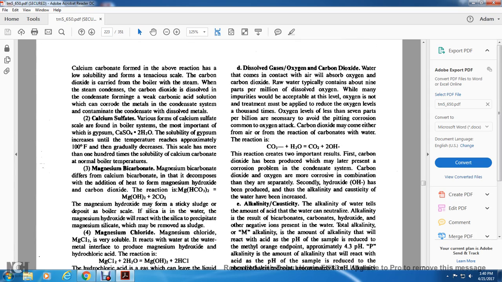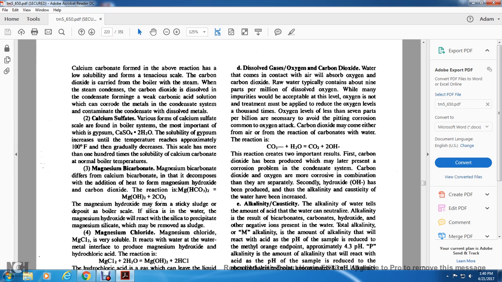The dissolved gases, oxygen and carbon dioxide. Water that comes in contact with air will absorb oxygen and carbon dioxide. Rainwater will typically contain 9 parts per million of dissolved oxygen, which many impurities will be acceptable to at this level. Oxygen is not, and treatment must be applied to reduce the oxygen level 1,000 times. Oxygen levels of less than 7 parts per billion are necessary to avoid pitting and corrosion, common of oxygen attack.